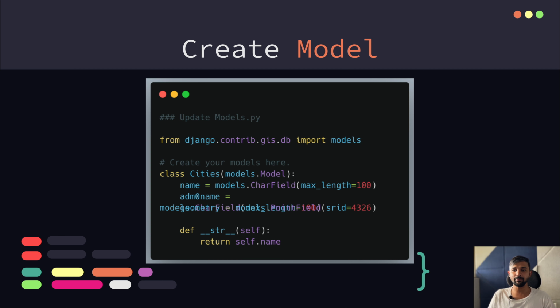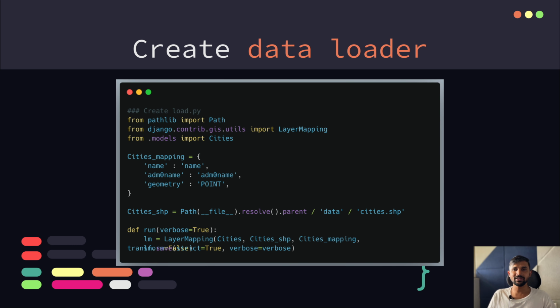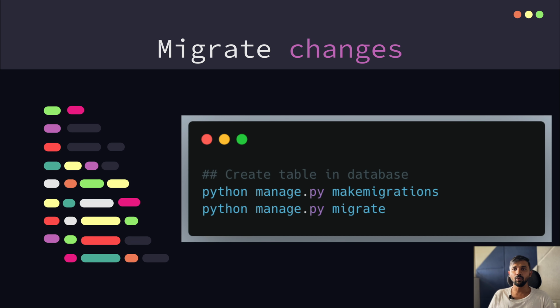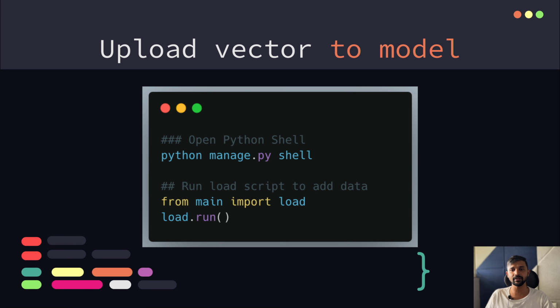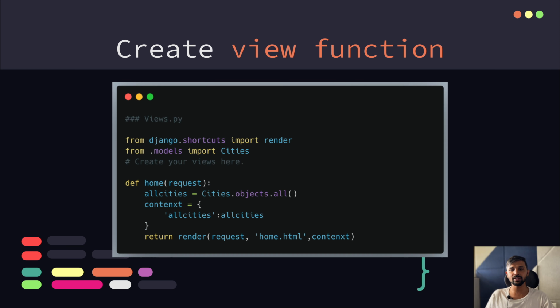Here we can mention the point field. Once that is done, we can create a data loader which will help us to load our shapefiles into our Django models. Here you can see that I have name, admin 0 name and geometry as 3 columns in my model, and I am also listing these 3 columns in my shapefile. Once this is done, we will migrate in order for us to make changes to the database, and then we will simply run this load.run command. This will allow us to actually load this data.